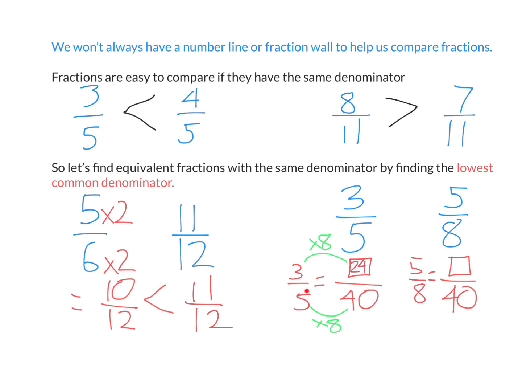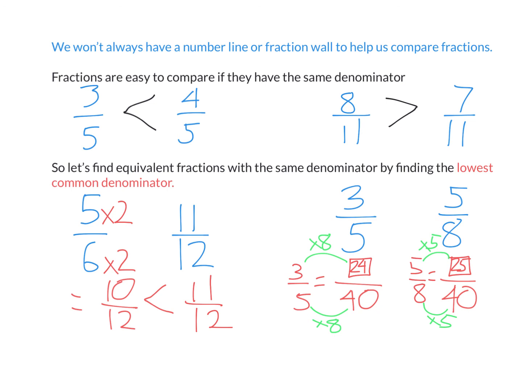3/5 and 24 over 40 are equivalent fractions. They're both equal to 0.6, have the same value. They'd be found at the same position on the number line. So to do this one now, to go from 8 to 40, I would need to multiply by 5. So I would also need to multiply the numerator by 5 because I want this fraction to be equivalent to this fraction. So 5 times 5 is 25. 5 over 8 is equal to 25 over 40. They are both equivalent fractions. They are both equal to 0.625.